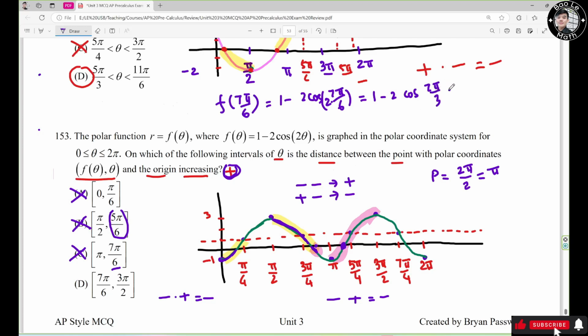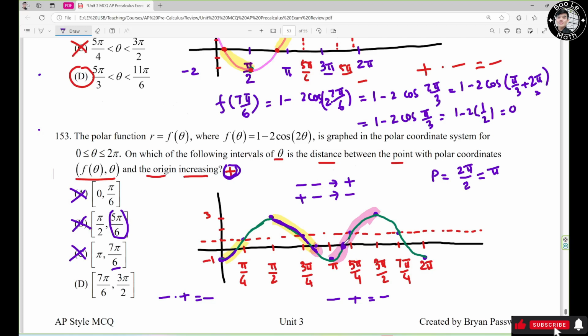So this one can be written as 1 minus 2 cosine of pi over 3 plus 2 pi, right? And then you just ignore the period right here. So it's going to be 1 minus 2 cosine of pi over 3, right? It's going to be 1 minus 2 times 1 half, right? So it could be 0. So theta equals 7 pi over 6 is a 0, right?